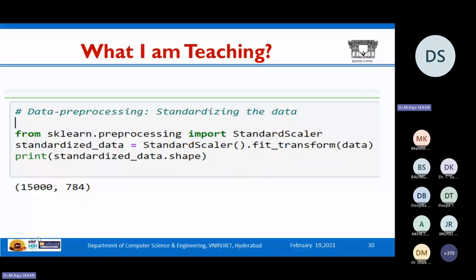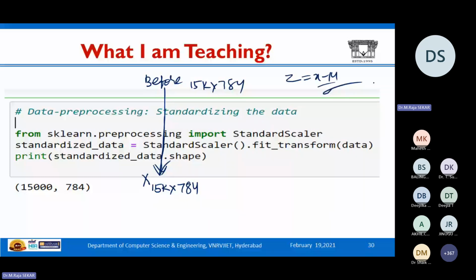Actually, what we did before standardizing data, your data set size is 15,000 by 784. Even after standardization the size is 15,000 by 784 only. Standardization does not change data set size. That is an important point. We make use of the formula z equal to x minus mu by sigma. That is what is explained in scikit-learn.